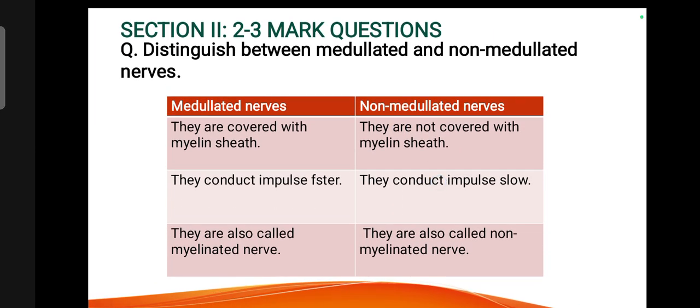Distinguish between medullated and non-medullated nerves. Medullated nerves are covered with myelin sheath. Non-medullated nerves are not covered with myelin sheath. Medullated nerves conduct impulses very fast, non-medullated conduct impulses slowly. They are also called myelinated nerves, and non-medullated are also called non-myelinated nerves.